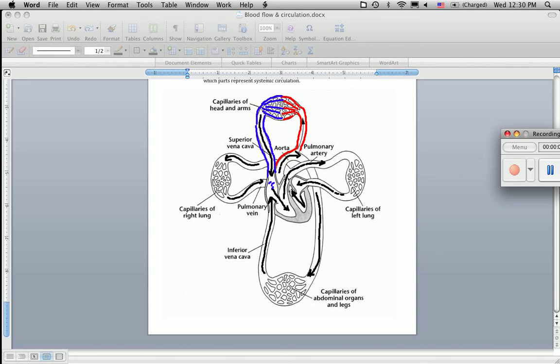So all of this blood here on the right-hand side and then out through the pulmonary arteries is all oxygen poor, into the capillaries of the lungs. Now, in the lungs, we get the gas exchange taking place. So in the capillaries in the lungs, the blood drops off the carbon dioxide and picks up oxygen and returns to the heart as oxygen-rich blood.